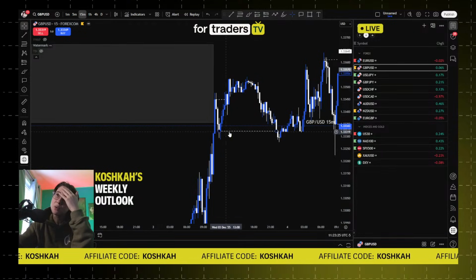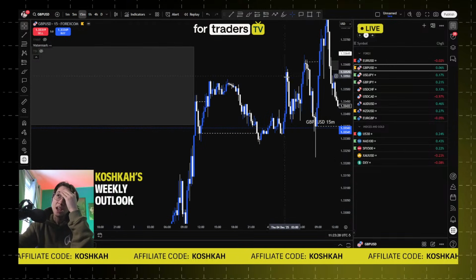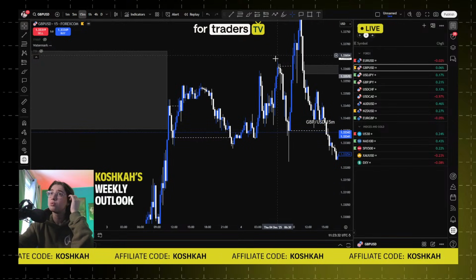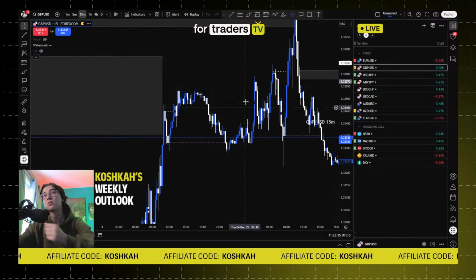So we got our break of structure to the downside right here, and as you can see, price just pushed up. There was some news events, but after that, price still just pushed up and hit the stop loss. This was the first trade.